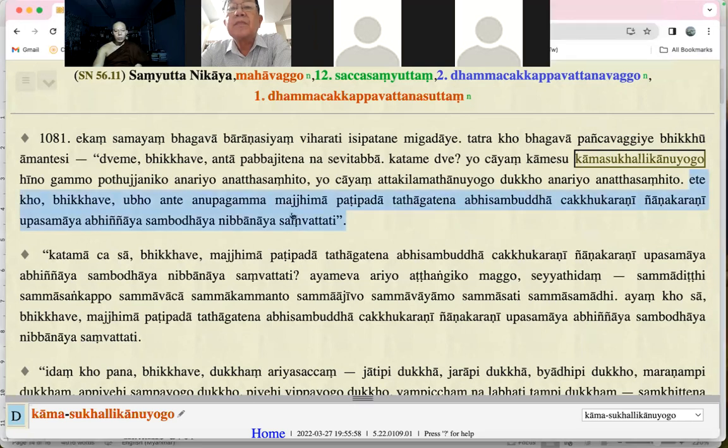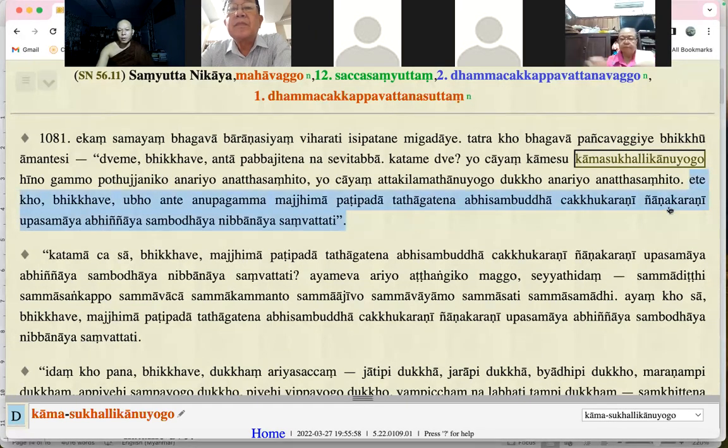Now in this line, even though at the very beginning of the sentence it is called Bhikkhave, Ubho Ante Anupagamma is one phrase. At the beginning of a phrase, that is just a connection. So at the very beginning, the two extremes, Attakilamathanuyoga and Kamasukhallikanuyoga, are expressed. They should not be followed. That is Anupagamma: without following or practicing these two.